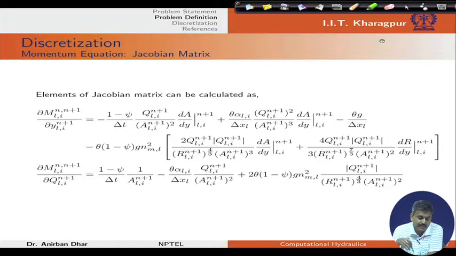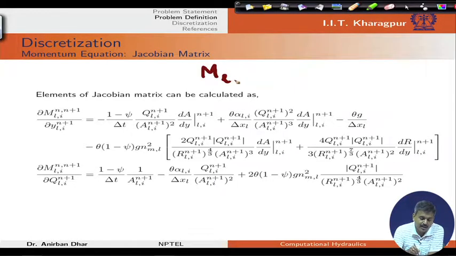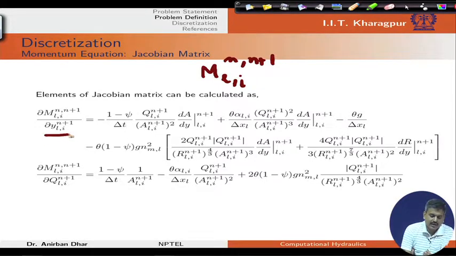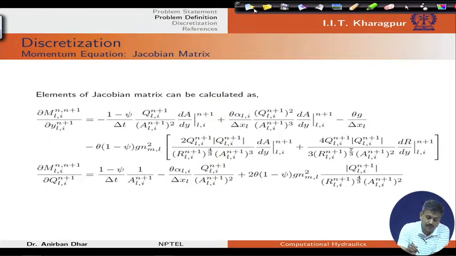Now again we need to take the derivative of M l I n plus 1 with respect to the 4 variables that we have utilized for our continuity equation also. So the first one is y l I n plus 1, next one is y l I plus 1 n plus 1, this is Q l I n plus 1.